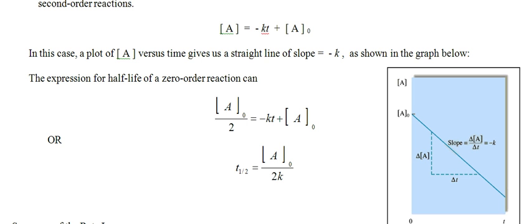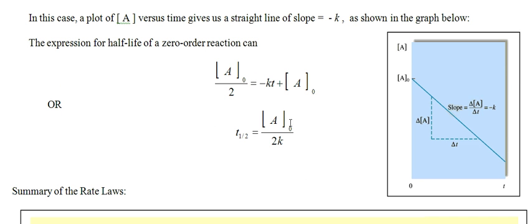So if you're wanting to find the half-life for a zero order reactant, the equation simply is stated: you take the initial concentration, divide it by 2, and that's equal to the negative kt plus the original concentration. In other words, just take the initial concentration divided by twice the rate constant k. You won't be doing any calculations with these, unfortunately. So, sorry about that, guys.